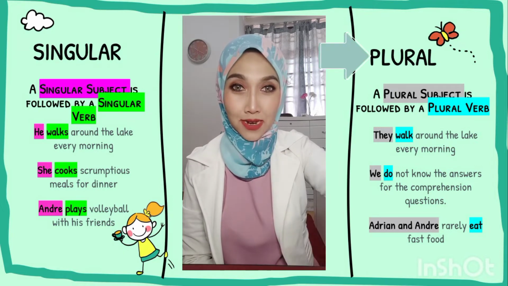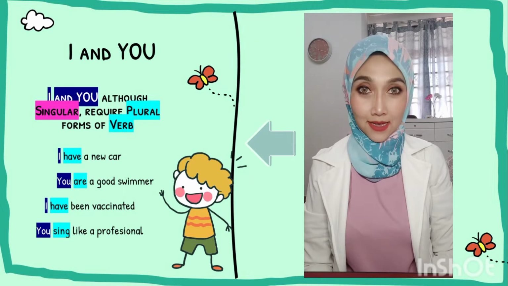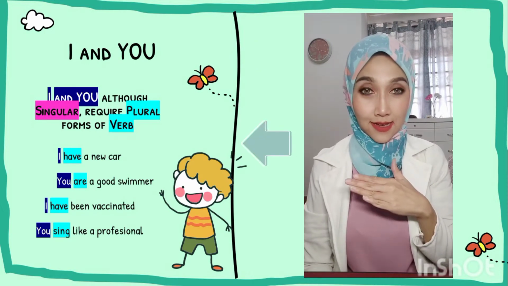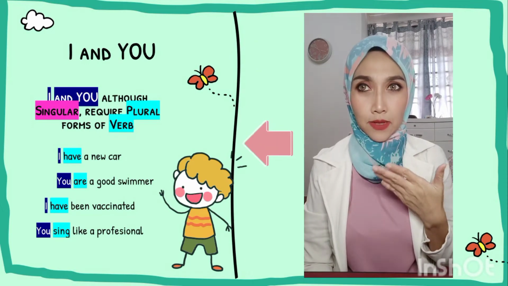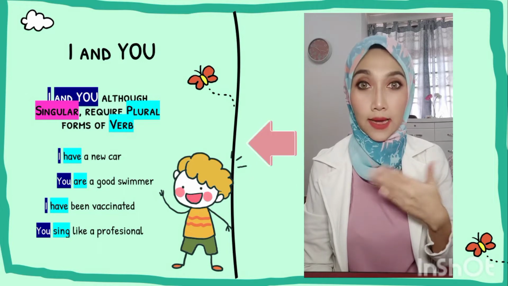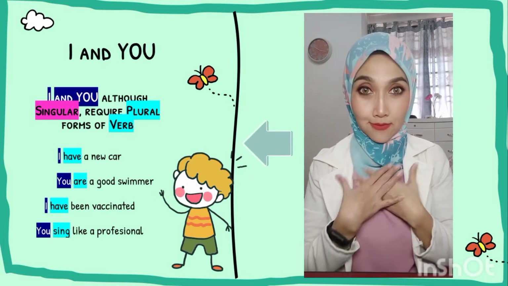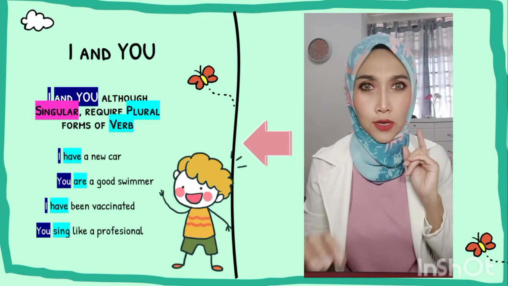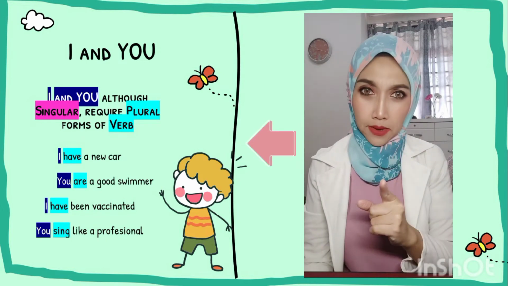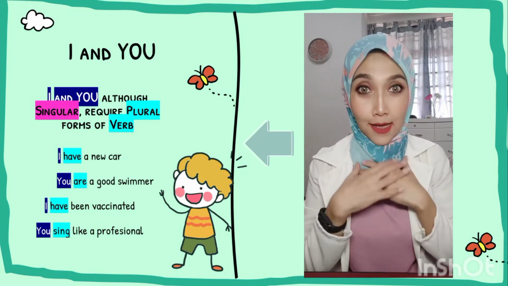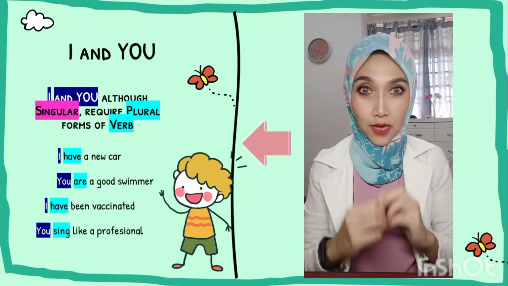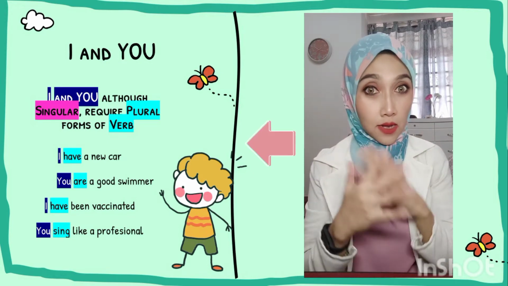Okay, let's move to the next rule. Okay, kids, now look at these slides. Okay, we're going to learn the rules of I and you. I and you. For this, you need to remember that I and you are special.